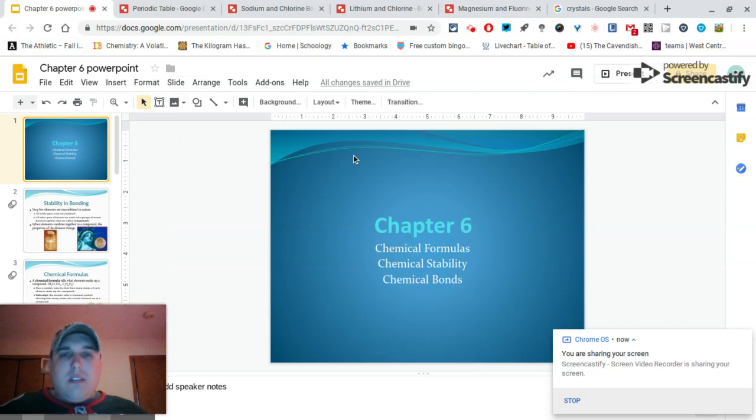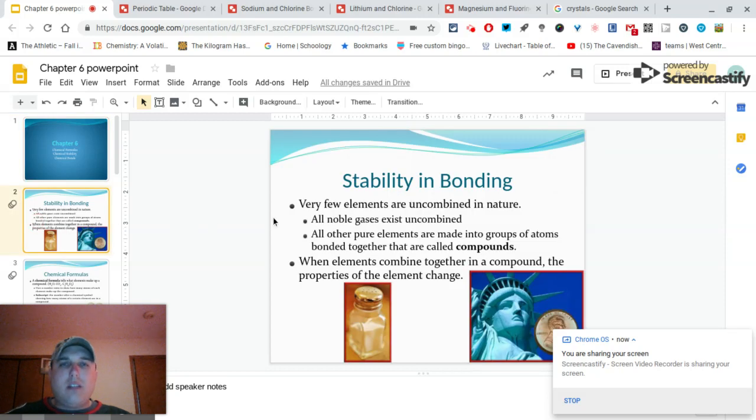So chapter 6 gets into chemical formulas, chemical stability, chemical bonding. Today, the most important thing to understand is why atoms form chemical bonds. So we're going to talk about that as we go through here. So first of all, this first slide is just sort of an introduction piece. We've talked about all this before.